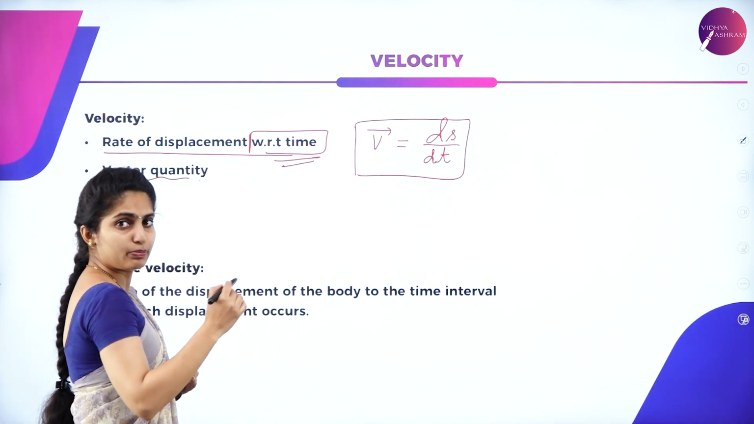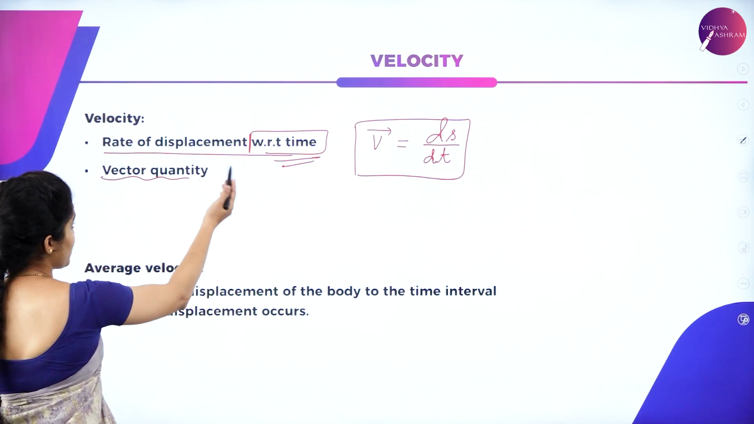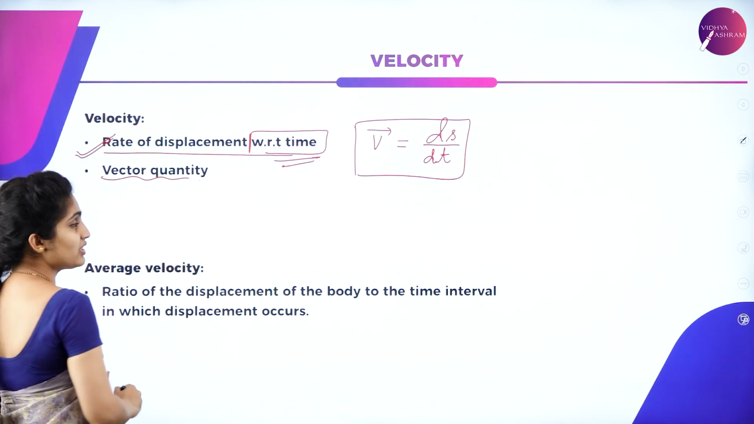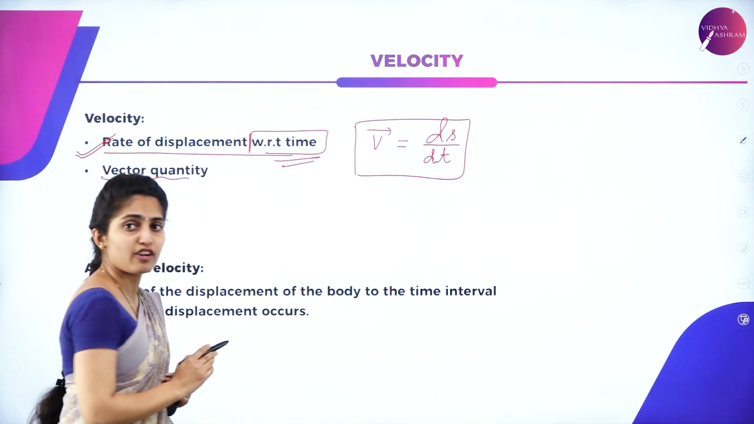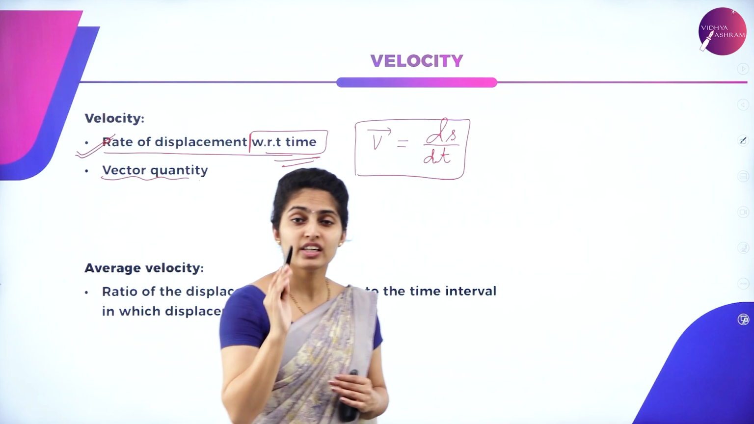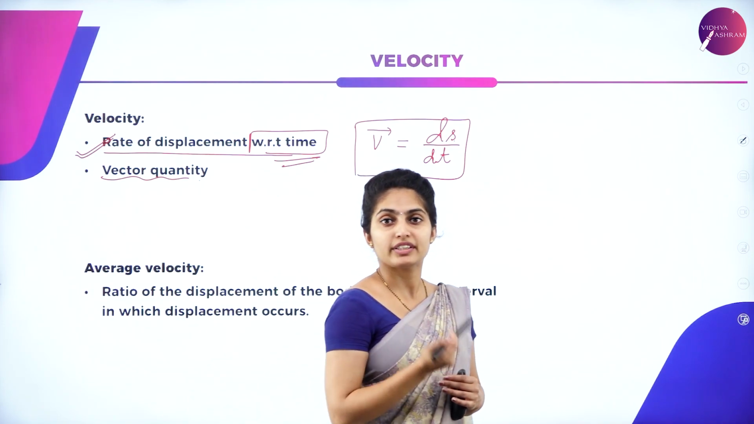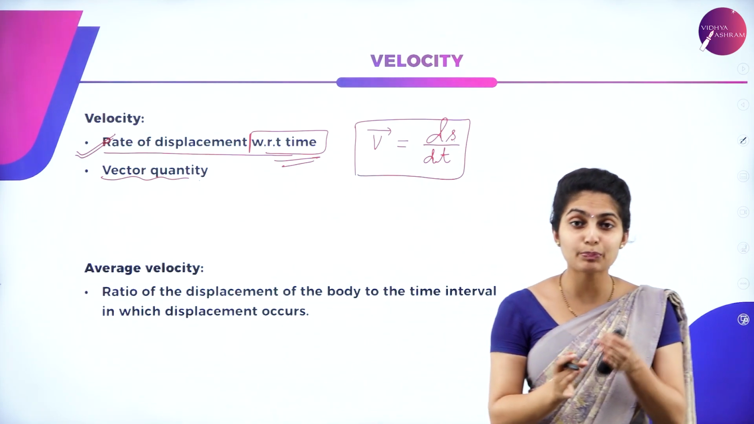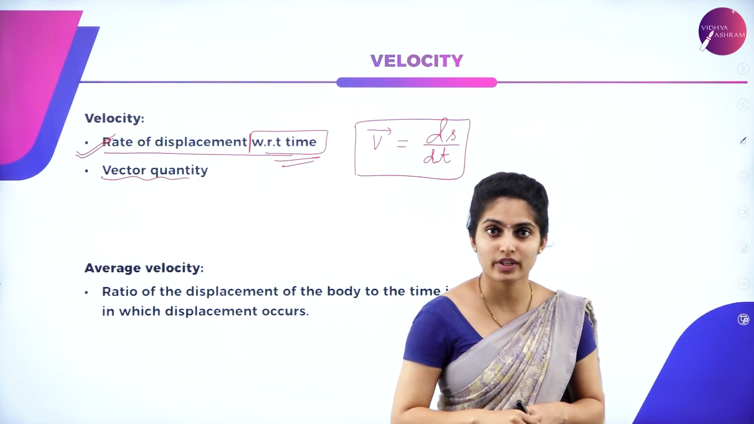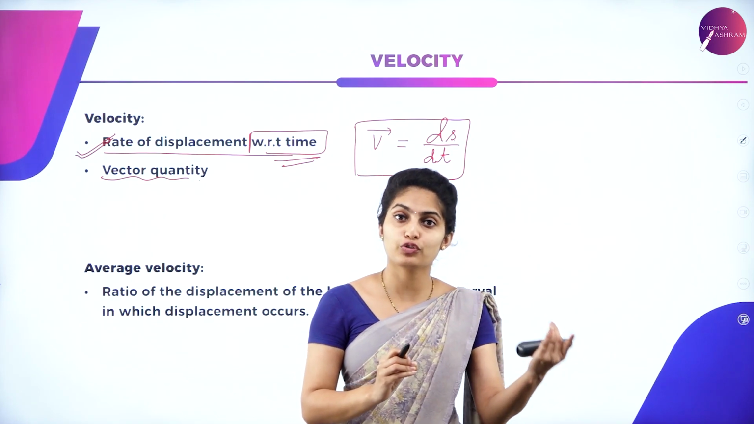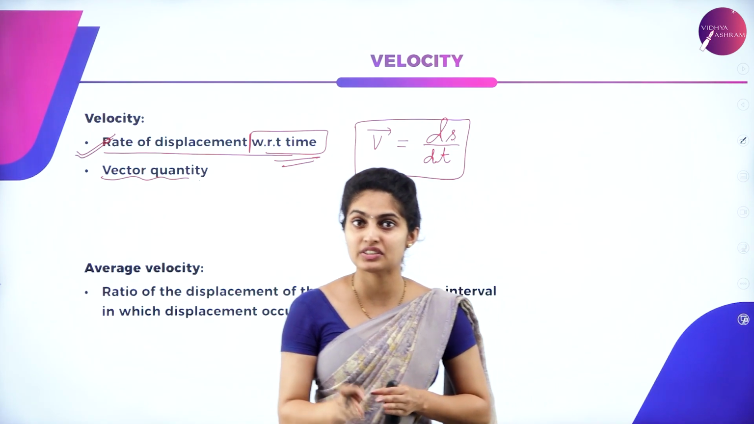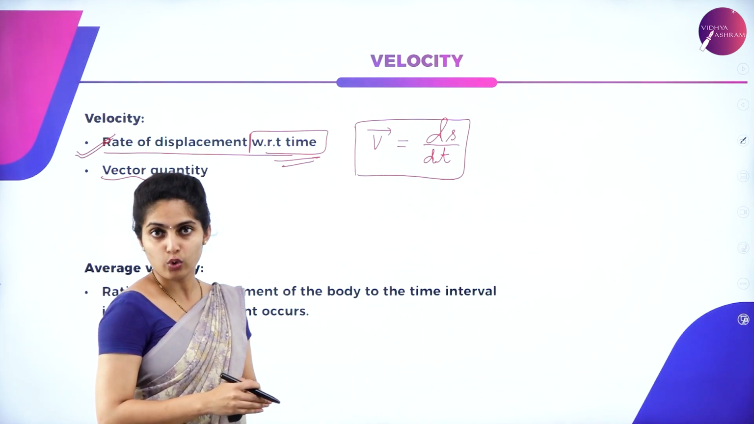Velocity is equal to displacement by time taken, which is the definition of velocity, and it is a vector quantity, which is why we mention vector. You got to know why velocity is a vector quantity, because I told you that displacement is a vector quantity. Displacement depends on from initial to final. That from-and-to condition gives you the vector quantity.